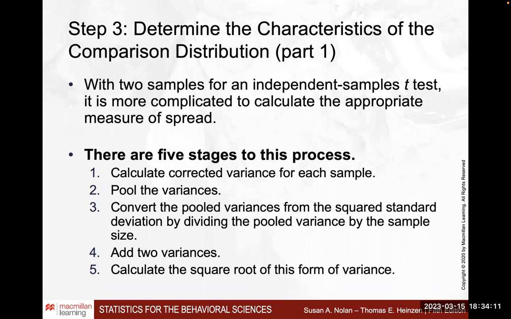That pooled variance, and we will do the exercise again today with an example that you have in your module, you're converting into a squared standard deviation by dividing the pooled variance by the sample size. Then you're adding them together, and after square rooting it, you have a standard error of the mean that you can use to standardize the difference between your two sample means. And that's how simple that is, essentially.